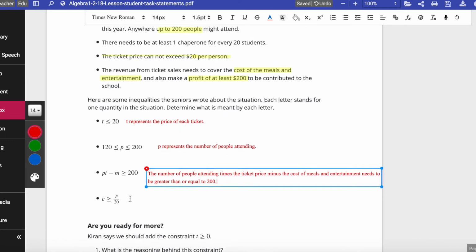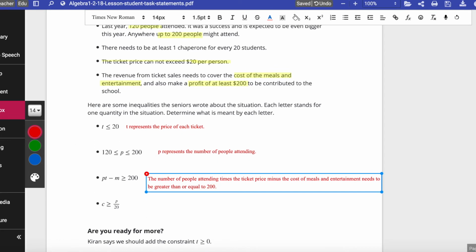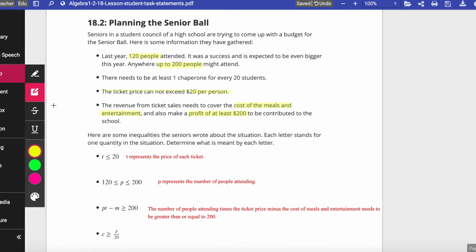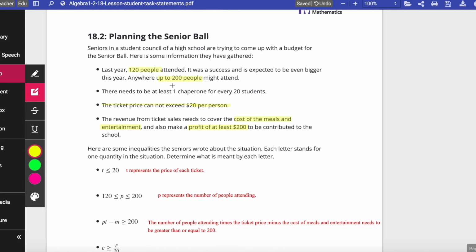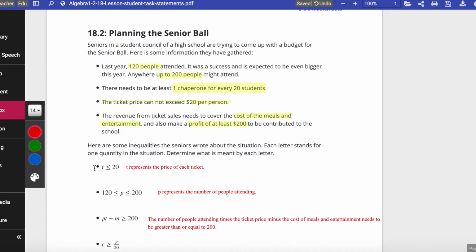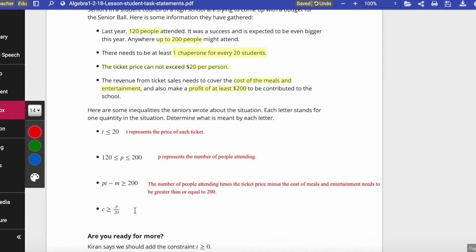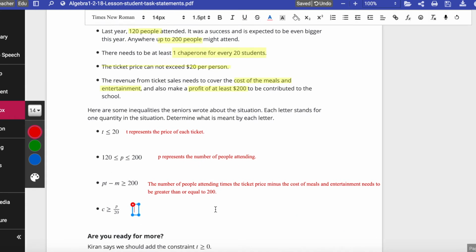All right, so this next one we have C is greater than or equal to P divided by 20. Well, where you see that is there needs to be at least one chaperone for every 20 students. So C represents the number of chaperones. And because they have to take the number of people or number of students and divide that by 20 in order to determine how many chaperones they need.